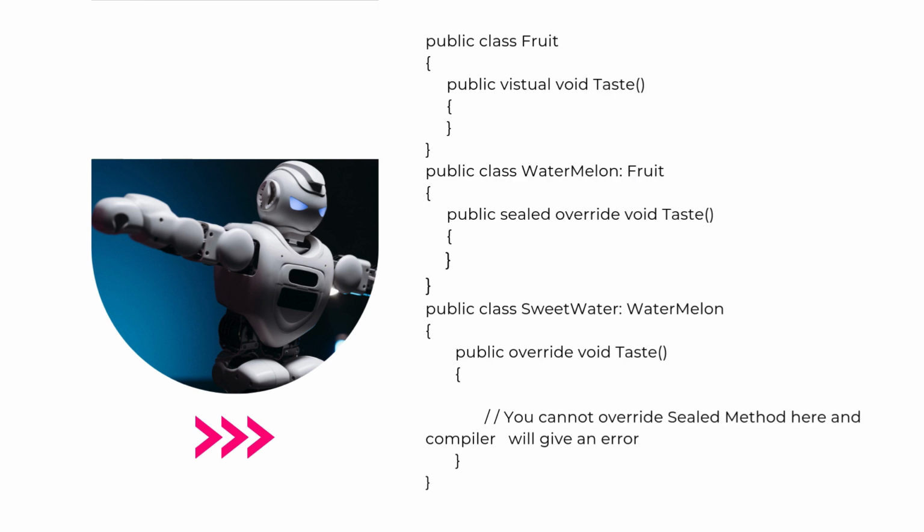Here, Fruit is the parent class, which has the Taste virtual method. Watermelon is a child class that inherits from the Fruit class. In the Watermelon child class, the Taste method is overridden. The Sweetwater class also inherits from the Watermelon class. As the Taste method is sealed in the Watermelon class, whenever we try to override the Taste method in the Sweetwater class, it will give a compile time error.